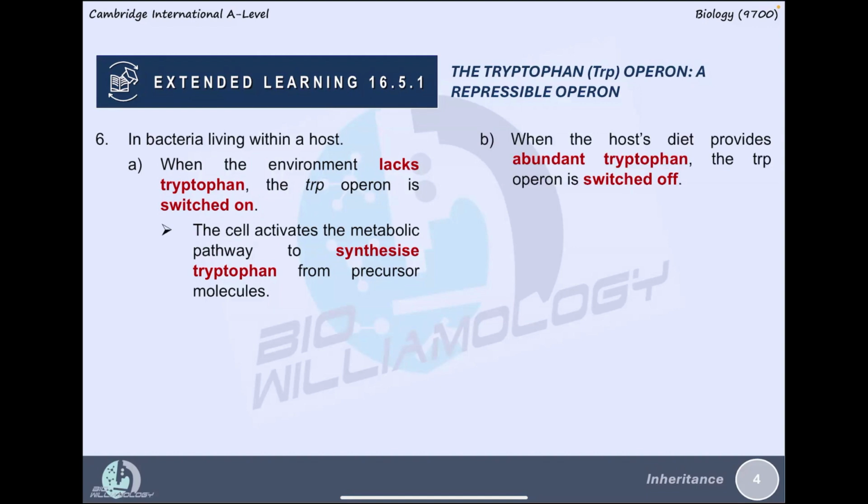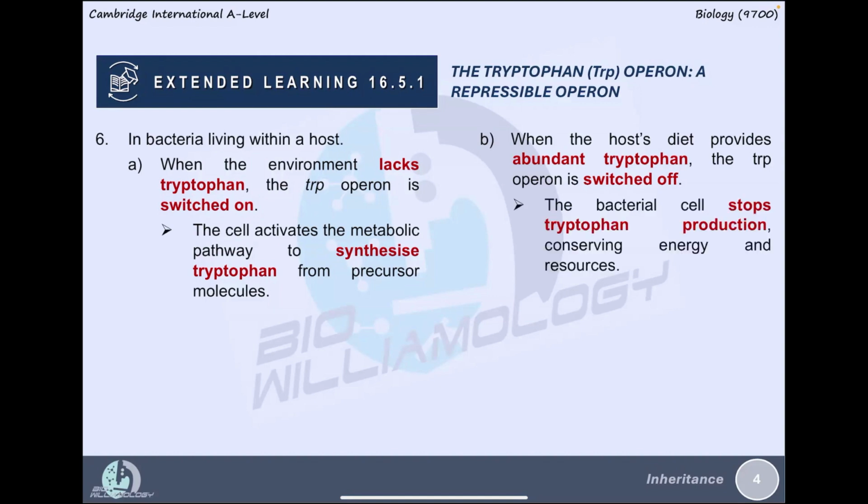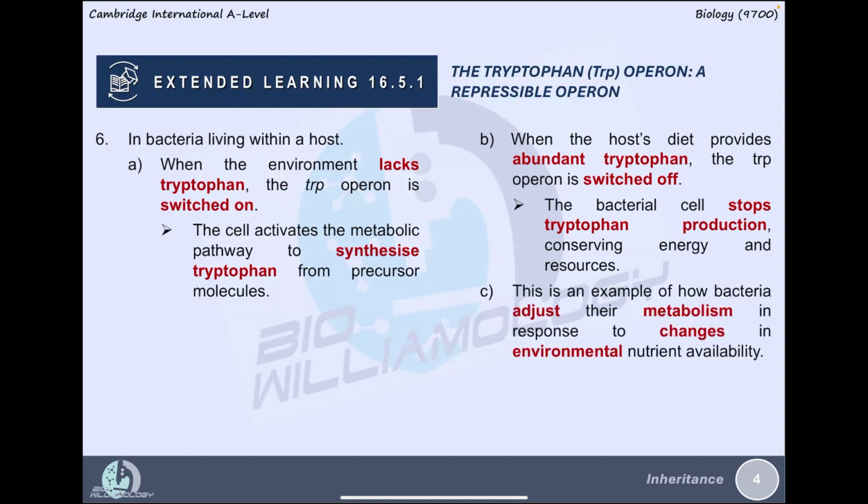When the host diet provides abundant tryptophan, the tryptophan operon is switched off. And the bacterial cells stop the production of tryptophan, conserving energy and resources. So this is an example of how bacteria adjust their metabolism in response to changes in environmental nutrient availability.